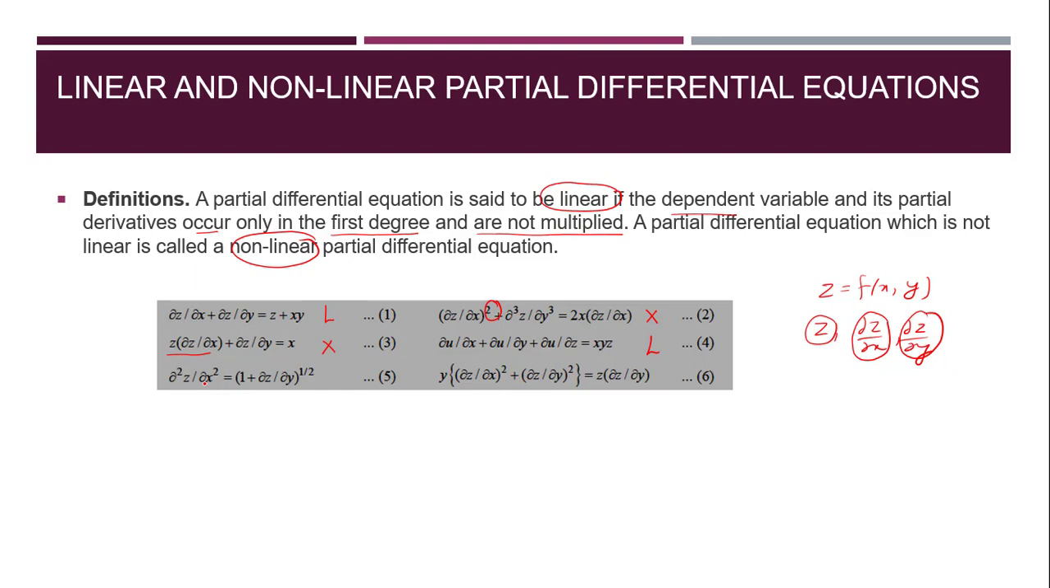We have rationalized and we have seen that del 2z by del x square is coming with the power of 2, so again it is not linear. And here it is also not linear. Here we are saying only equation number 1 and 4 are linear and others are non-linear.